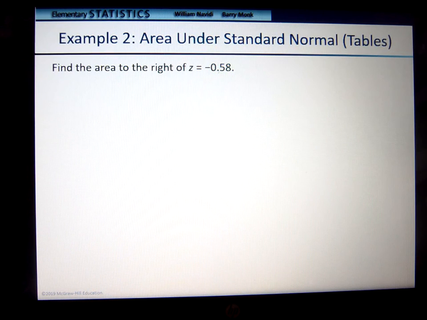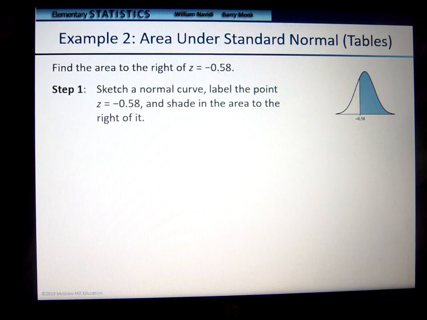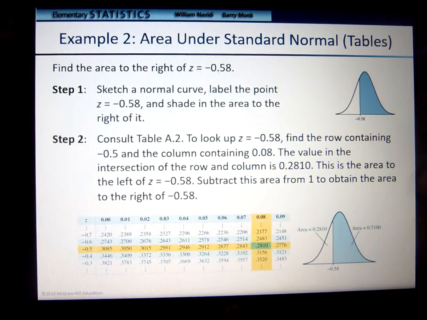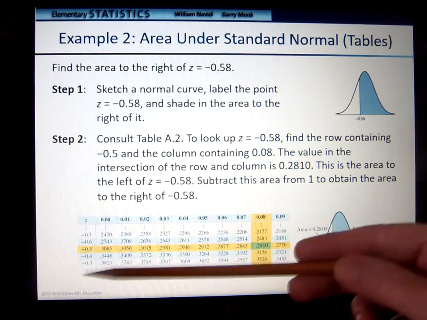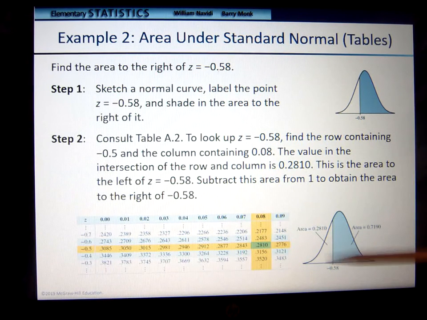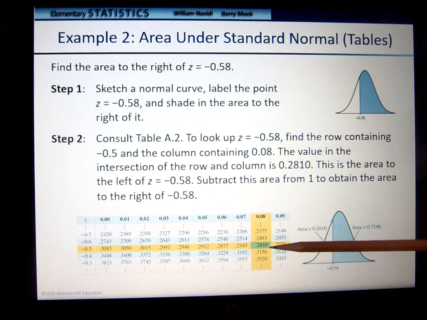If you want to find the area to the right, you're going to sketch the curve. It's negative. Remember, 0 is in the middle, 1 standard deviation away, so it's going to be about here. Negative 0.58. Now, the table gives us the area to the left. So we would look up that 0.58. This would be the area to the left. So how am I going to find the area to the right? I'm going to find the complement. So I take 1 minus this value, and it will give me my area to the right.